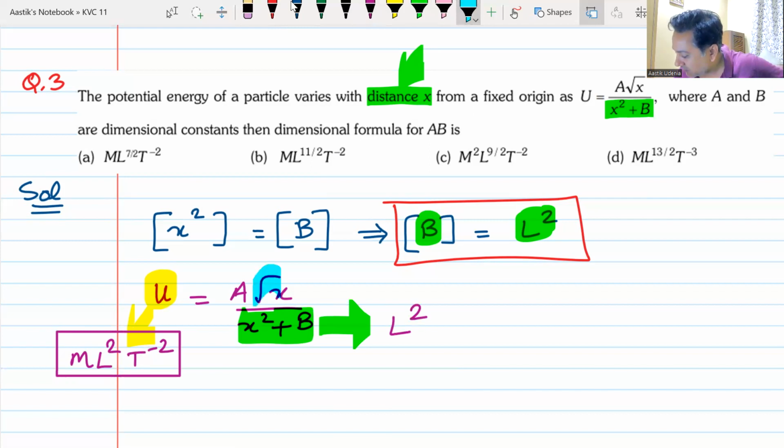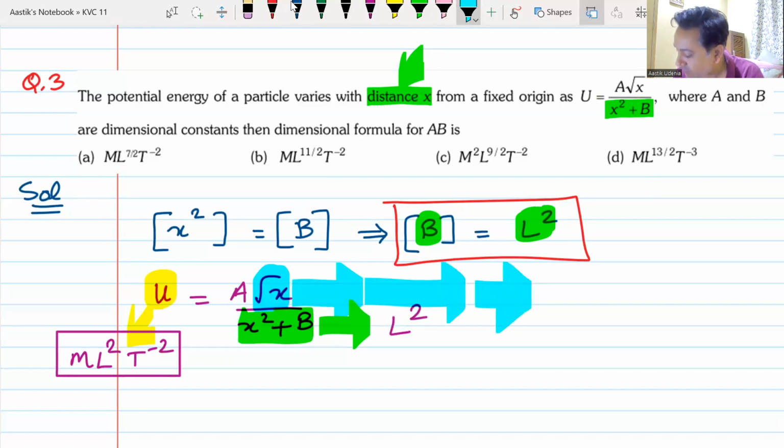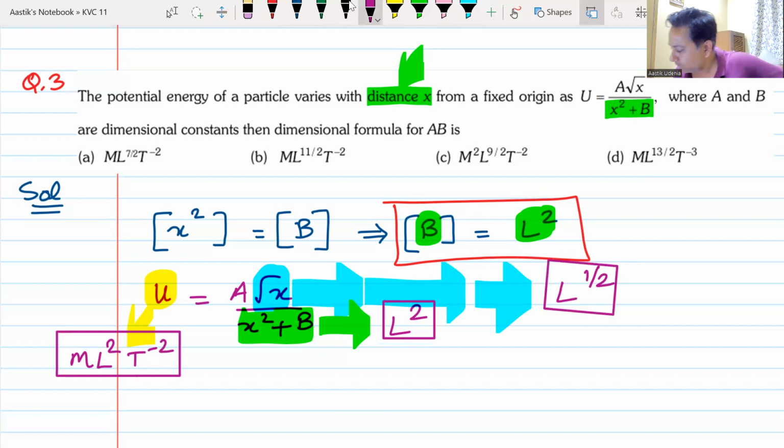Let us talk about the dimension of this blue thing. What is the dimension of this blue thing? I will just write it here. What is the dimension of this blue thing? It is root over x. x is distance. So the dimension of this thing would be, my dear friends, L raised to the power half. Yes or no, beta? Yes, sir. That's it. So now I can get the dimension of A, cross multiplication, nothing else.